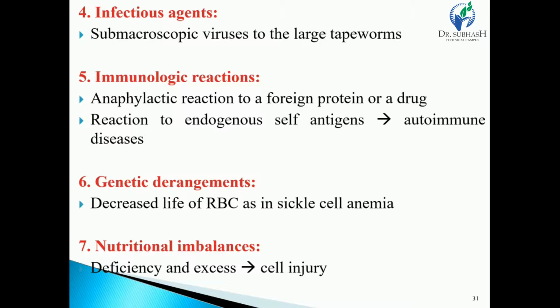Next is the last cause, that is nutritional imbalances. While considering nutritional derangements or imbalance, the deficiency and excess of nutrients can lead to cell injury. So here we need to understand both conditions, keeping malabsorption in mind. The first major thing is nutritional deficiency diseases, right? That might be due to an overall deficiency of nutrition. So a person may not have enough food, or if they have enough food, the food may not be nutritious.